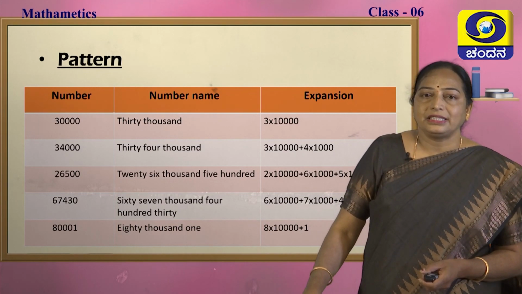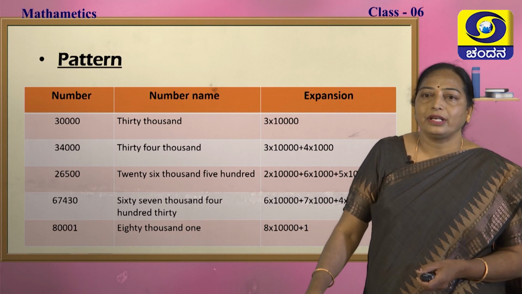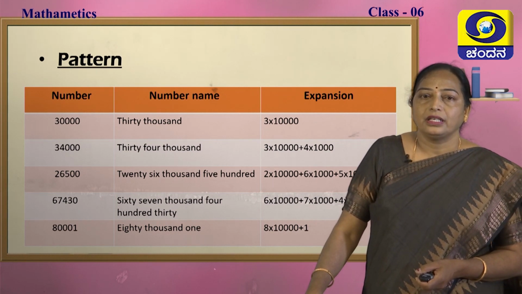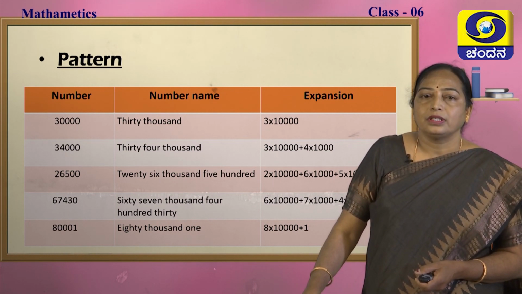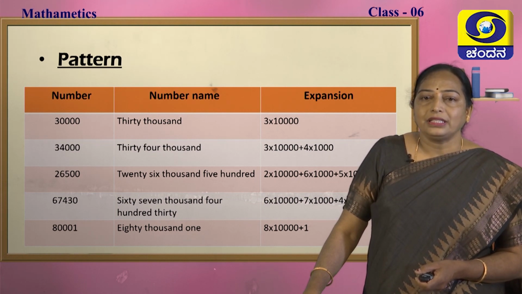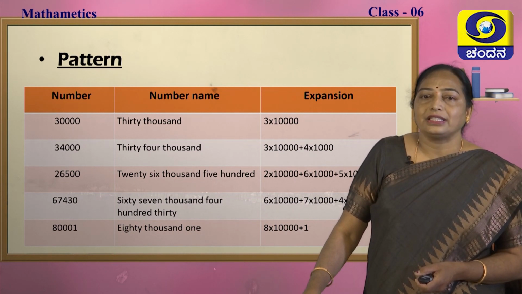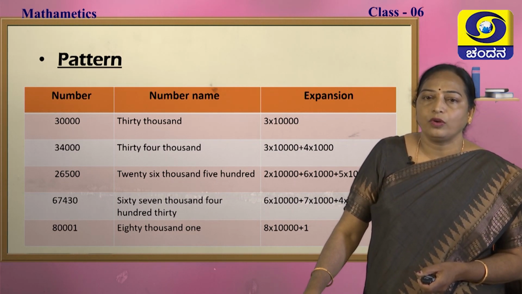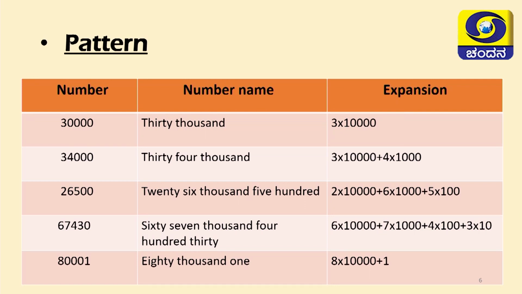Look at this pattern children. Number name, expansion. In the number column, 30,000. Number name is 30,000. 3 into 10,000. Next one 34,000. 3 into 10,000 plus 4 into 1000. Next, 26,500. 2 into 10,000 plus 6 into 1000 plus 5 into 100.